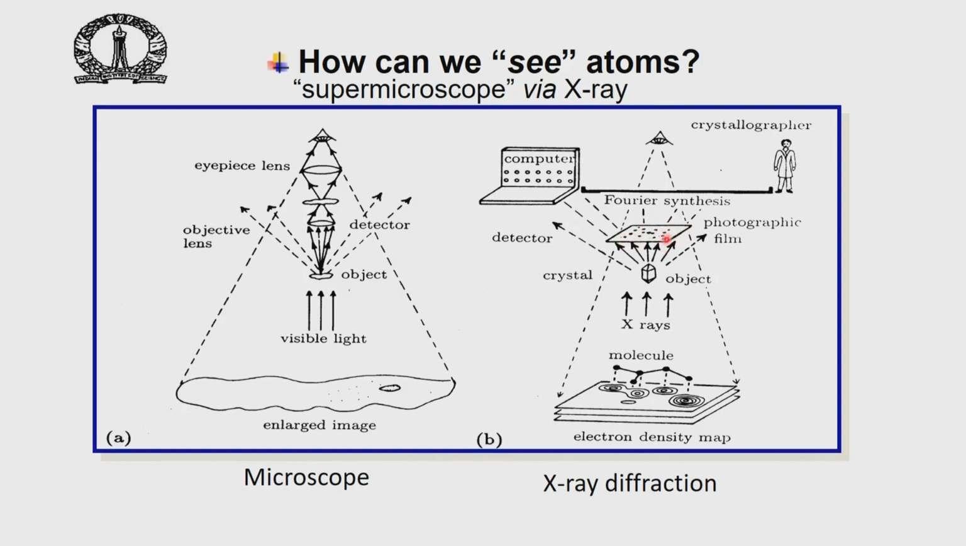This reciprocal lattice image, the intensity can be measured, and the measured intensity is converted to the modulus of F of HKL, the structure factor. The phase problem is solved either by the crystallographer or by the computer, and then we do a Fourier synthesis. The Fourier synthesis will reconstruct the image of the object in terms of the electron density distribution.